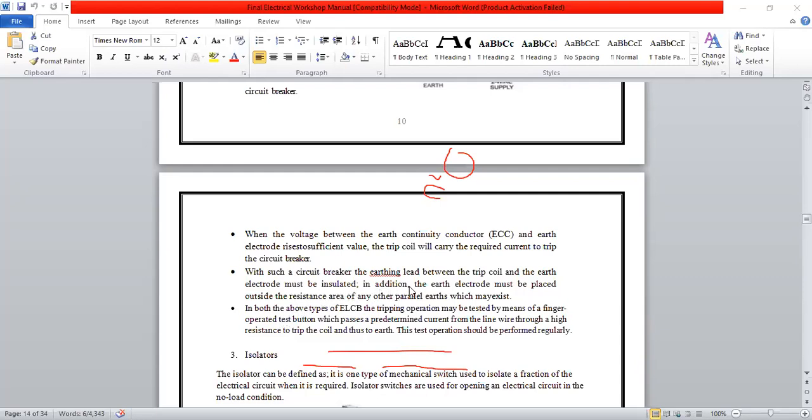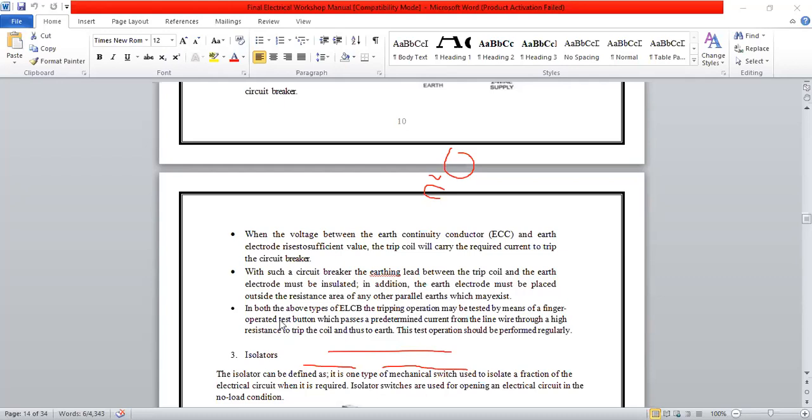अँड इन ऍडिशन द अर्थ इलेक्ट्रोड मस्ट बी प्लेस्ड आउटसाइड द रेजिस्टन्स एरिया. ओके, it must be placed outside the resistance area. It must be placed outside the resistance area of any other parallel earth which may exist.